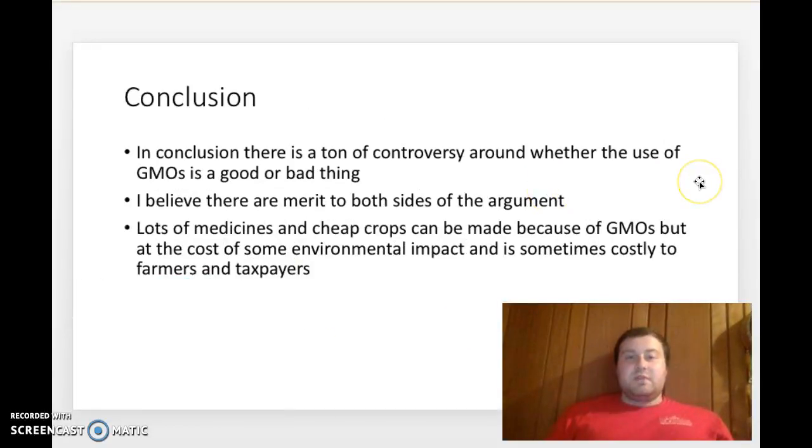In conclusion, there's a ton of controversy around whether GMOs are a good or bad thing. I believe there's merit to both sides. As I've talked about, there's medicines and cheaper crops that can resist droughts and they can resist insects. And there's a lot of positive things that GMOs bring to the table. But there's also some important environmental impacts, and sometimes it's also very costly to the farmers and taxpayers who really worry about whether these GMOs are worth it.